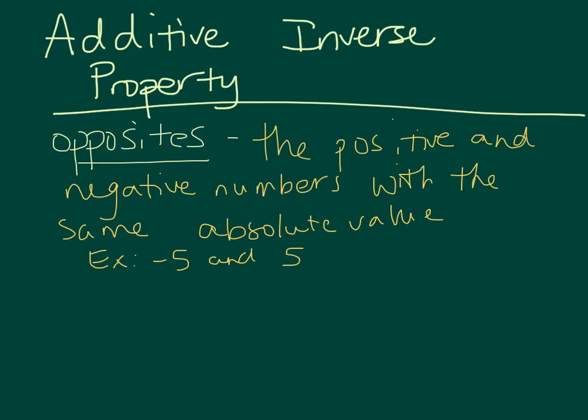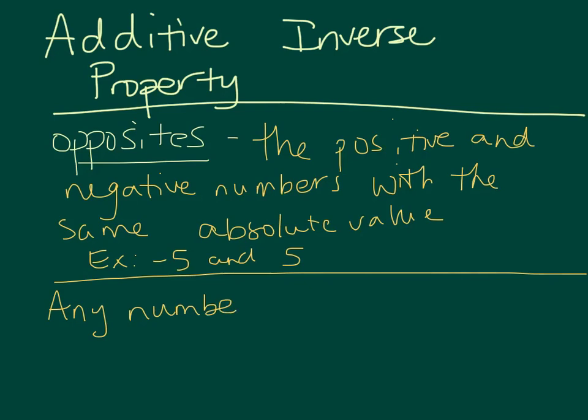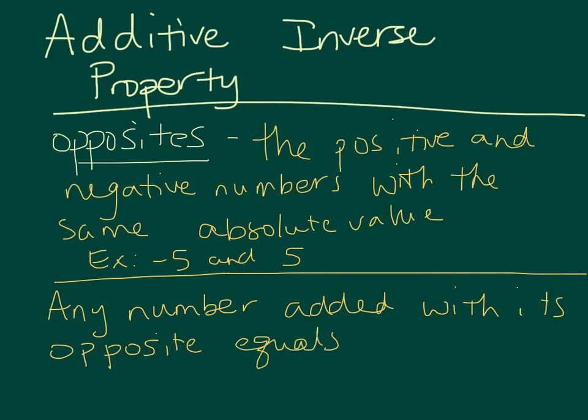And then the additive inverse property. So our actual property states that any number added with its opposite equals 0. And you can put an example of that. So we could say that negative 8 plus positive 8 equals 0. And the way that I can use even my variables to show that would be a plus negative a will always equal 0.